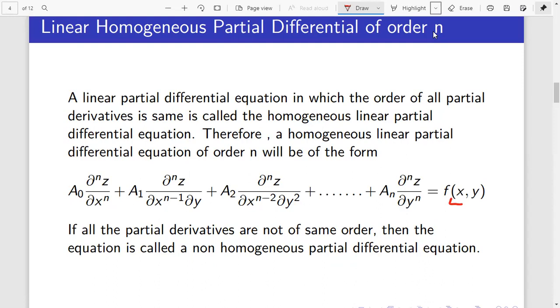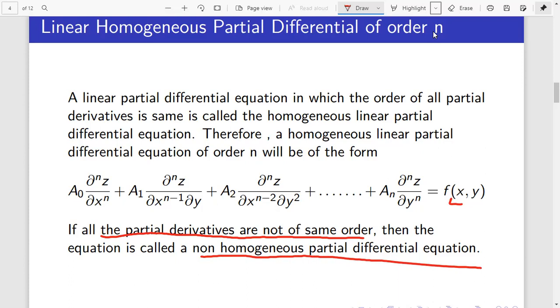So if all the partial derivatives are not of the same order, then the equation is called the non-homogeneous partial differential equation. Now we only solve homogeneous partial differential equation. So this is the form.